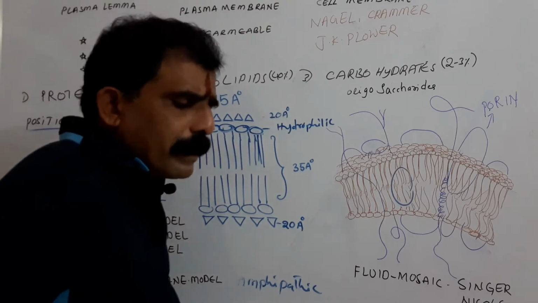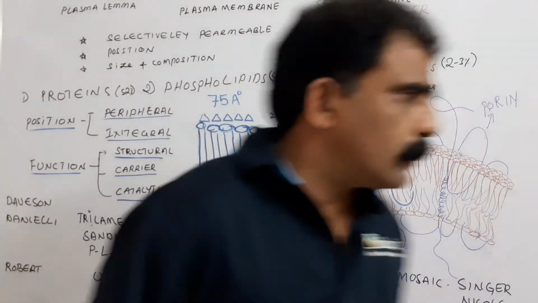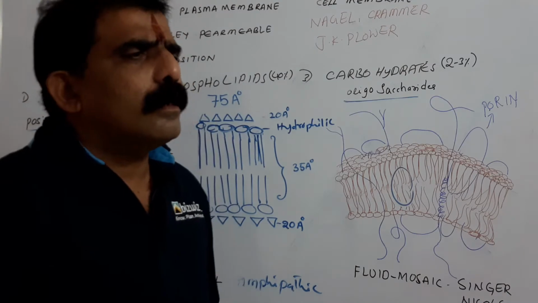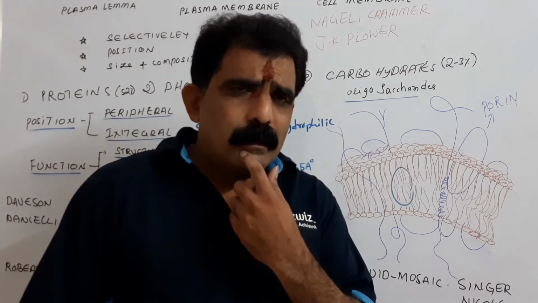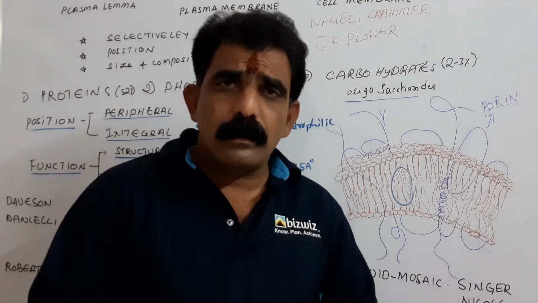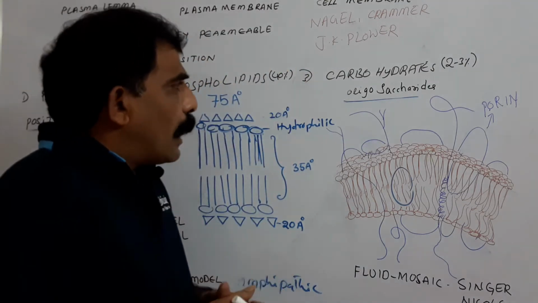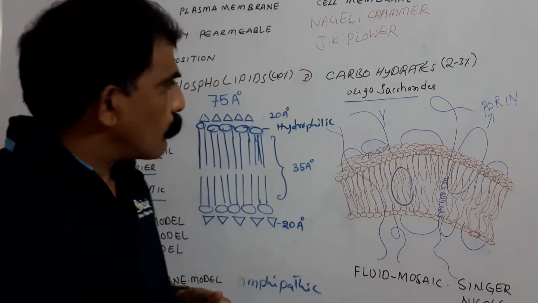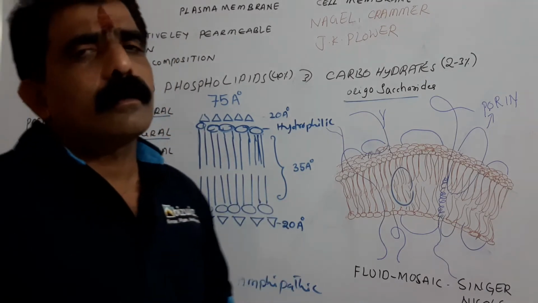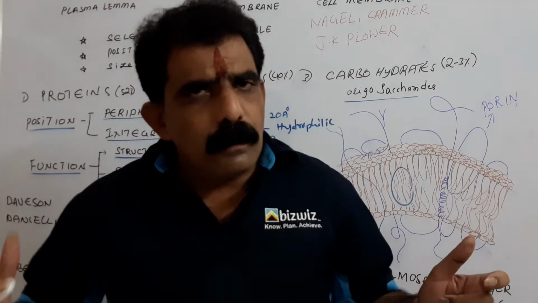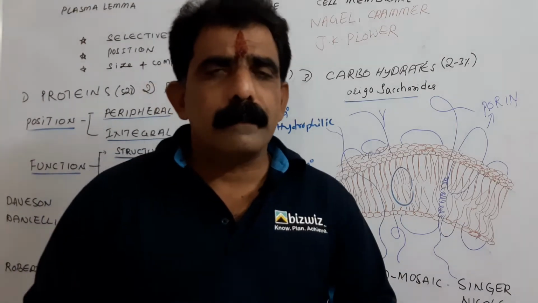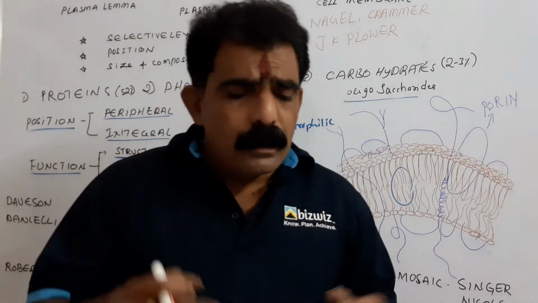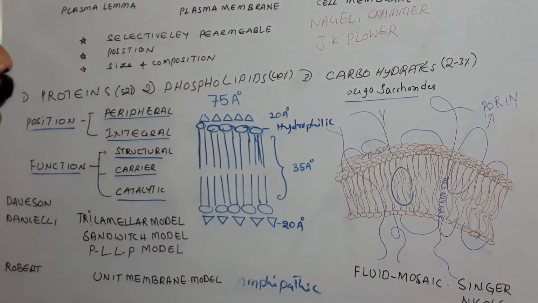And mostly carbohydrates are present in the form of oligosaccharides. So what are oligosaccharides? Here I have written oligosaccharides. These are small chains of monosaccharides. Small chains of monosaccharides are said to be oligosaccharides. Now and then they are covalently connected with either proteins or lipids. Their association with the lipids results in the formation of glycolipids, and their association with the proteins results in the formation of glycoproteins. So glycoproteins and glycolipids are also present.